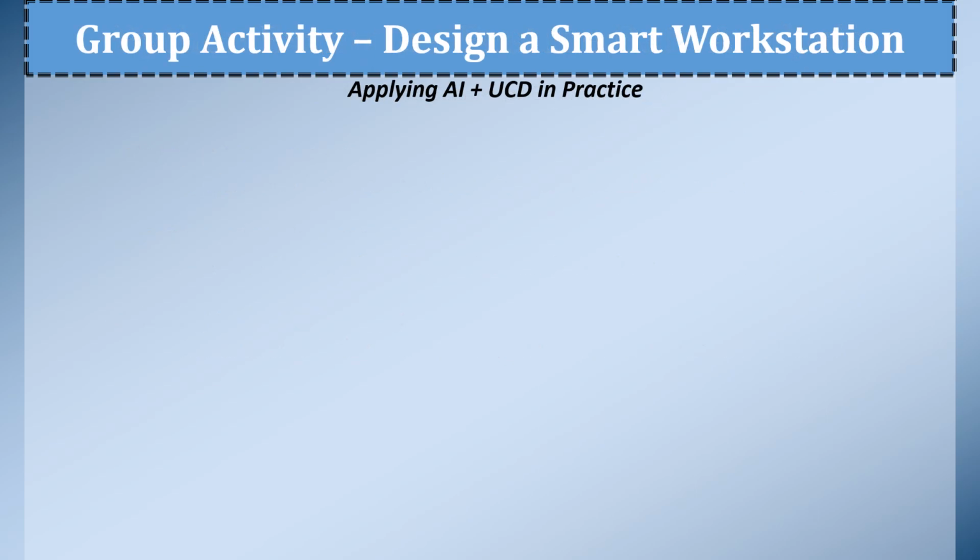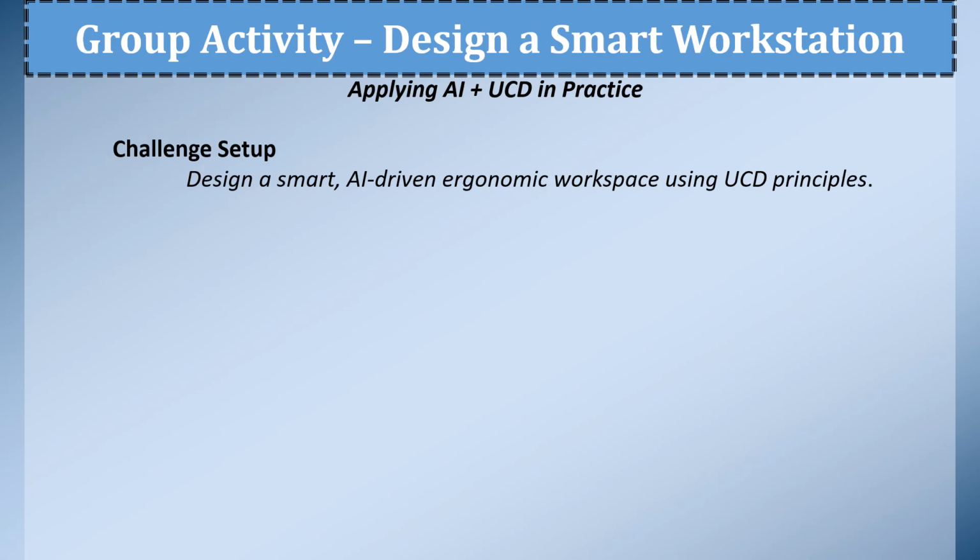Group activity. Design a smart workspace. Apply AI and UCD practices. Challenge setup. Teams will receive a fictional user profile with ergonomic needs, job type, and workspace limitations. The task is to collaboratively design a smart workstation that uses AI, sensors, and adaptive tools while incorporating UCD principles.